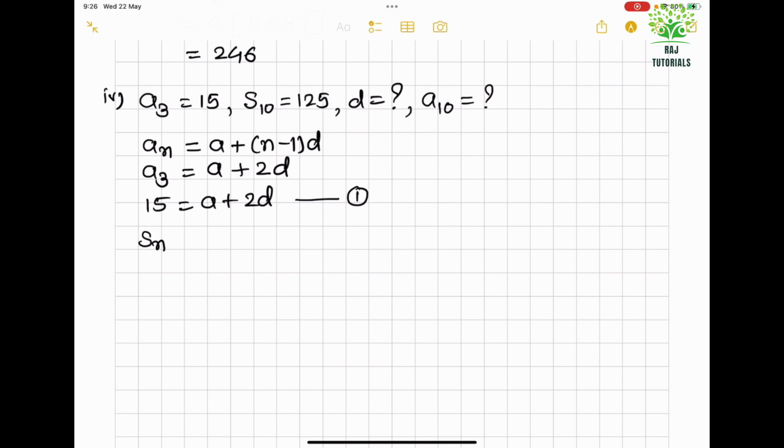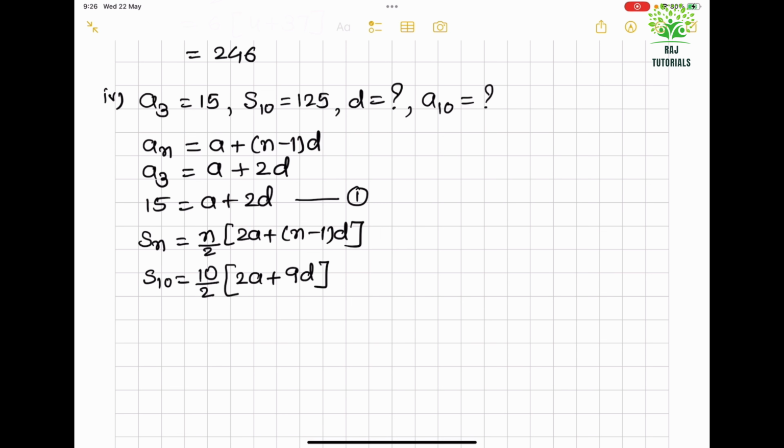Then the other is Sn equal to n by 2 into 2a plus n minus 1 d. So S10 equal to 10 by 2 into 2a plus 9d. So S10 is given as 125. So 125 divided by 5 equal to 2a plus 9d.